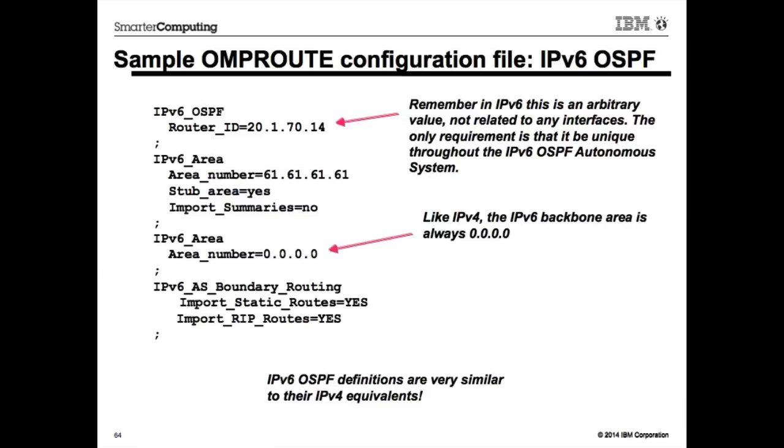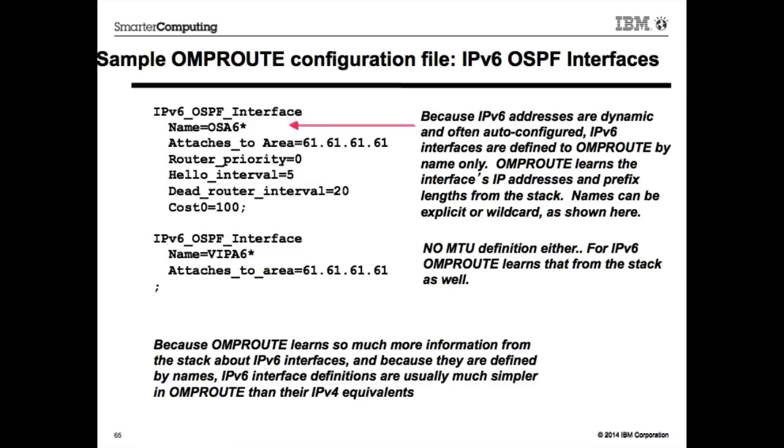First of all, remember the router ID in IPv6 is an arbitrary value. It doesn't have to be an interface, but you have to code one. IPv6 areas work just like IPv4 areas. Just like IPv4, the IPv6 backbone is 0.0.0.0. These interface definitions look almost exactly the same, except they're IPv6 instead of plain interface definitions.